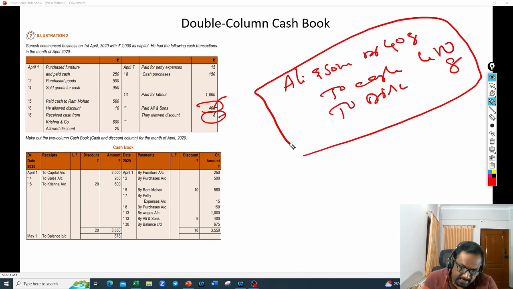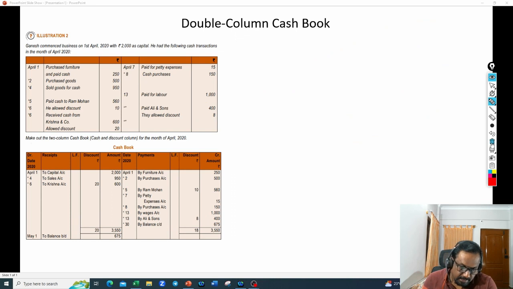Ali and Sons credit, sorry, here 400, Ali and Sons 400 credit and 8 rupees is the discount. Discount received is 8 rupees that has been credited. Clear? Right. So we posted all the entries now.